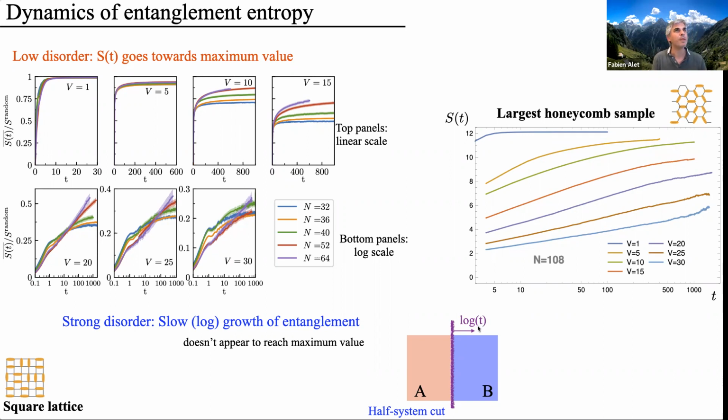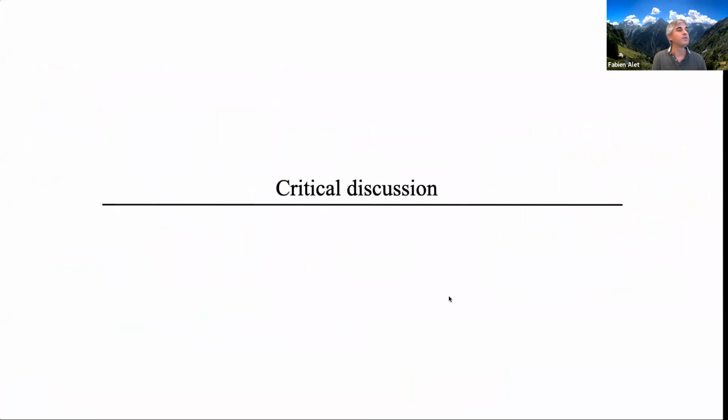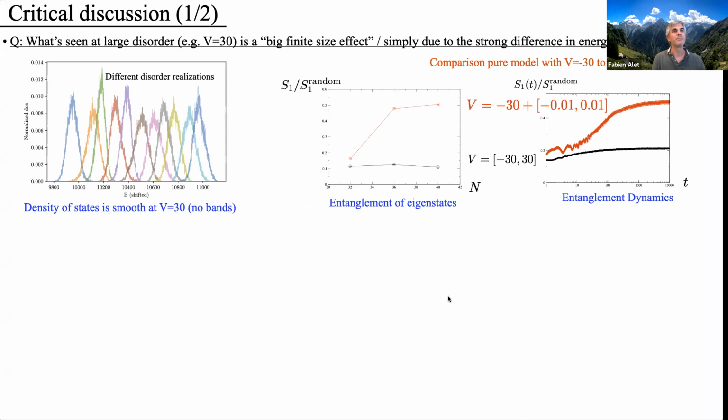Okay. So far, I've collected a large number of numerical evidences for perhaps a transition to MBL in 2D, but you might want to argue that this is just a finite system. So what can we really say about that? So let's have a critical discussion. I've attempted to list the most expected questions from you here, but if you have further ones, let me know.